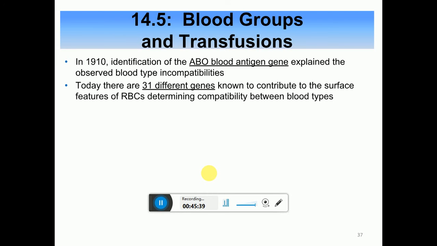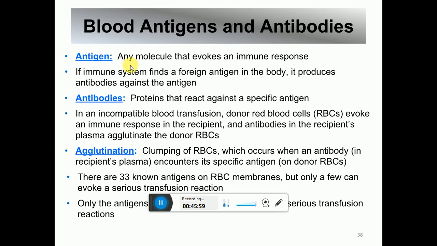So in about 1910, a whole bunch of antigens, genes, were discovered, and these are known as the ABO blood antigens. There are about 31 different kinds of genes that determine what our blood types are. Some of the terms we're going to be using are antigen, antibodies, and agglutination. Antigen and antibodies are both different proteins.